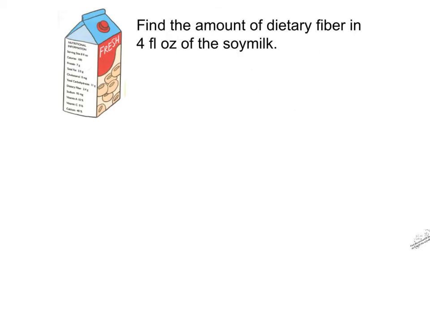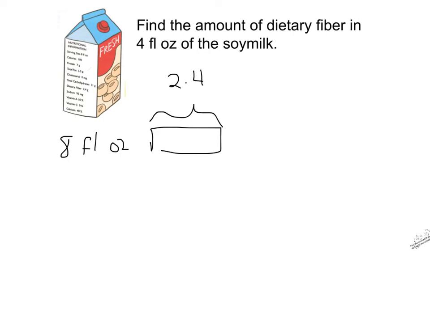The second part of our problem actually says, find the amount of dietary fiber in 4 fluid ounces of the soy milk. What I see here is it's the same proportion. It's the same ratio, and proportion just means we have the same or equivalent ratios. I still know that the serving size is 8 fluid ounces. So if I had 8 fluid ounces, I would still have 2.4 grams of dietary fiber. Now this time I want 4 fluid ounces. What I should recognize is that 4 is actually half of 8. And so the 4 units should be half the size.